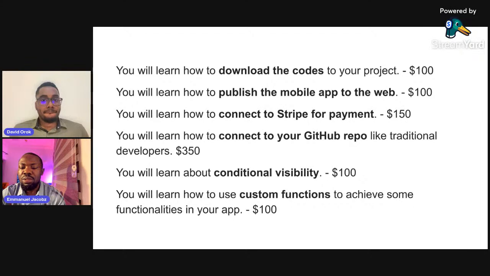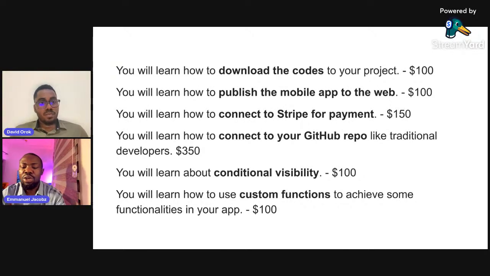So you will learn how to download codes to your projects. This is valued at $100. You will learn how to publish the mobile application to the web. This is valued at $100. You will learn how to connect to Stripe for payments, that is payment on your web application or your mobile application, and this is valued at $150. You will learn how to connect to your GitHub repo like traditional developers. This is valued at $350.